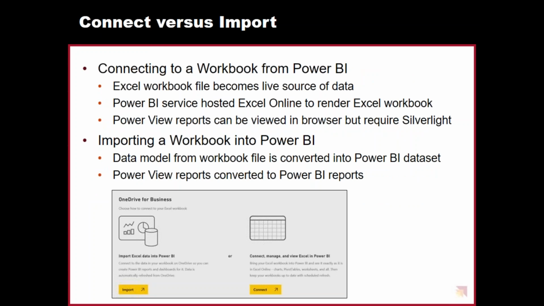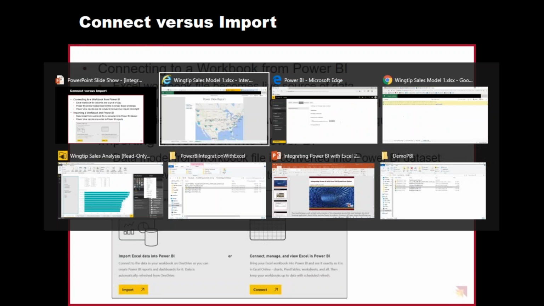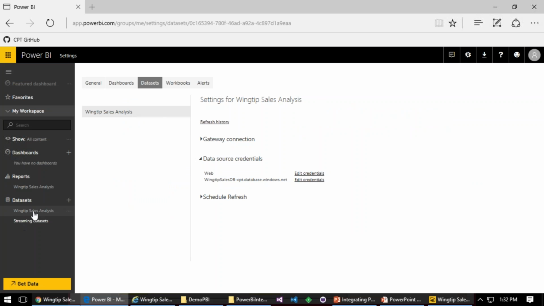Okay, so let's start by connecting to an Excel workbook. What we'll see is that when connecting, the workbook file becomes the live source of the data. They basically just use the Excel Online host to render that worksheet right inside of Power BI. Okay, let's go back to Power BI.